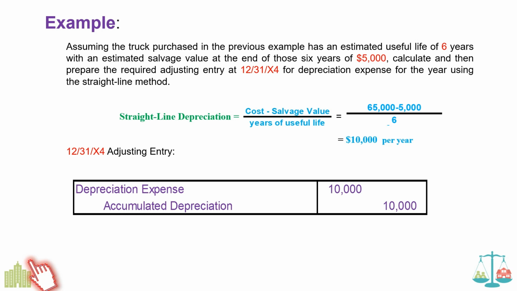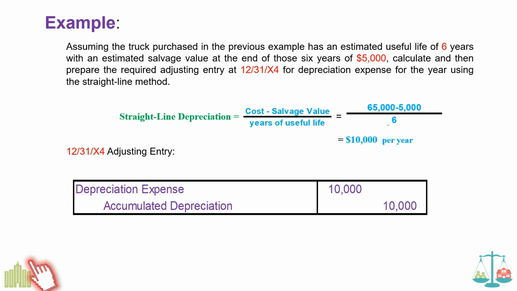Given all of this information now, let's try and make a calculation of the amount of depreciation expense that should be reflected in this first year of operations for the company. Straight line depreciation is calculated by taking the cost, in this case $65,000, less the salvage value, which in this case is $5,000. Now remember, that's the total capitalized cost. It's not just the purchase price, but the purchase price plus all the other costs incurred in getting it ready for its original intended use.